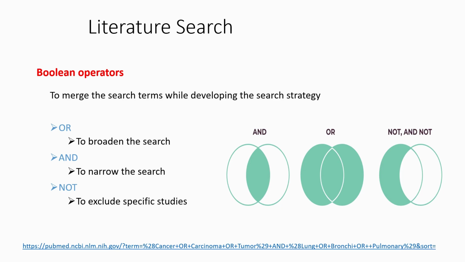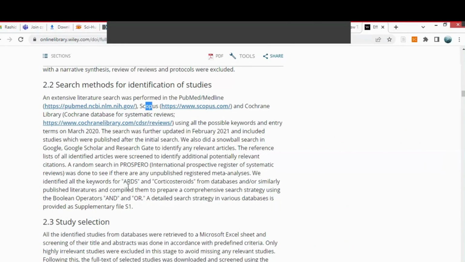So you need two things, one is keywords, one is Boolean operators. In the coming slides we will see with an example how you are going to perform a literature database search. I was interested in corticosteroids and ARDS. So my keywords were corticosteroids and ARDS. Basically it depends on your research question. It depends on your inclusion and exclusion criteria. You have to develop your own search strategy.